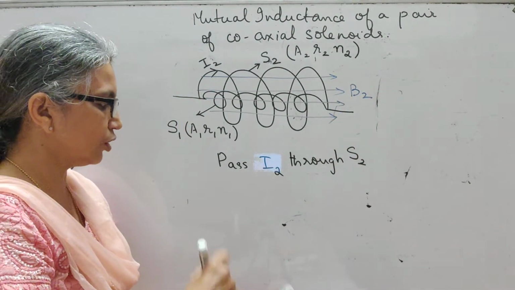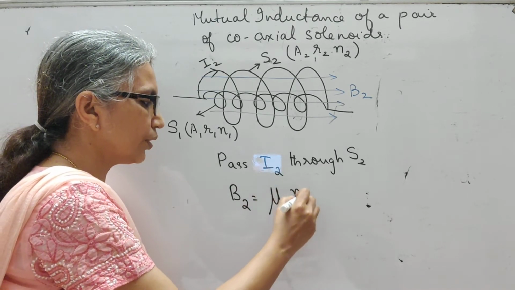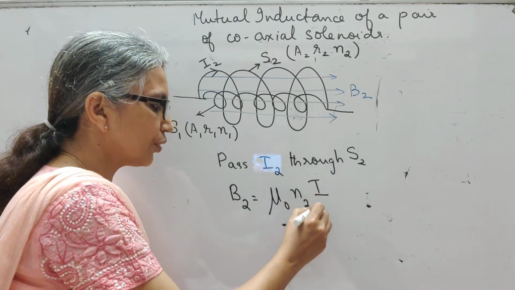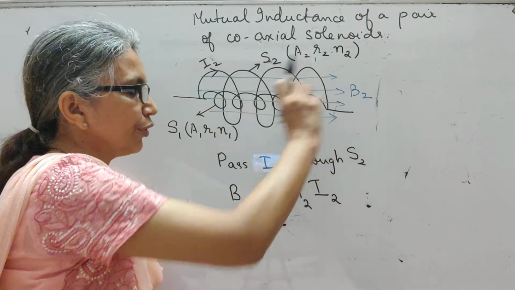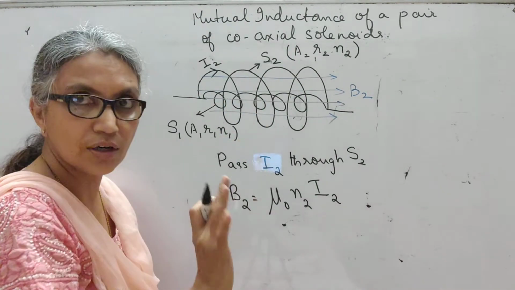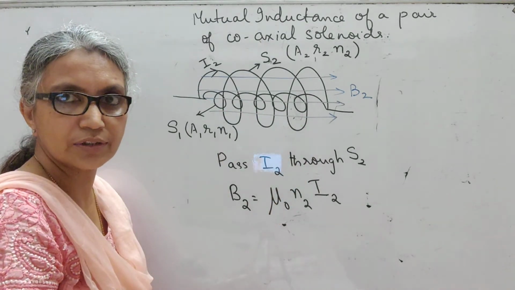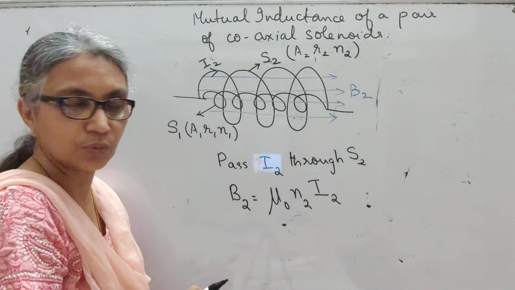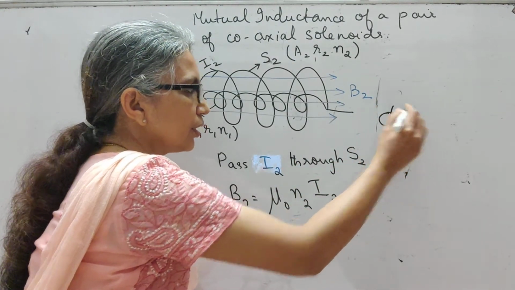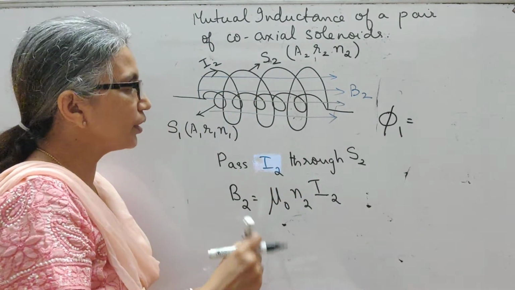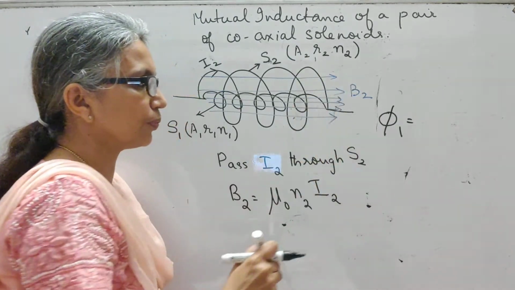So the equation for B2, for a solenoid from the 4th chapter, we know is mu 0 n I. The number of turns per unit length is n2 and the current through S2 is I2. So this is the magnetic field. Now the inner one is not carrying current, but there is this B2 passing through the inner one also. The inner one is also within the magnetic field B2. So now if I write the flux passing through the inner, smaller one, you will see that this B2 is passing through it also, right?